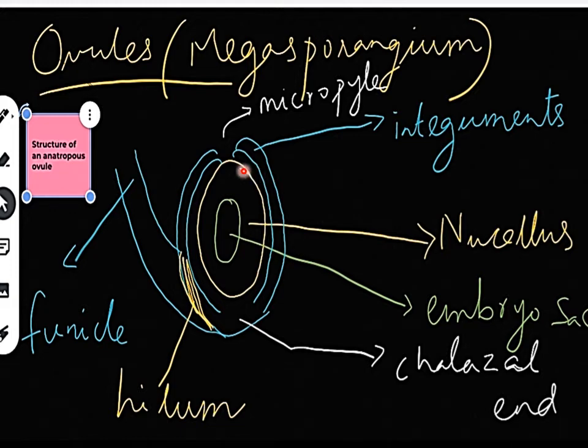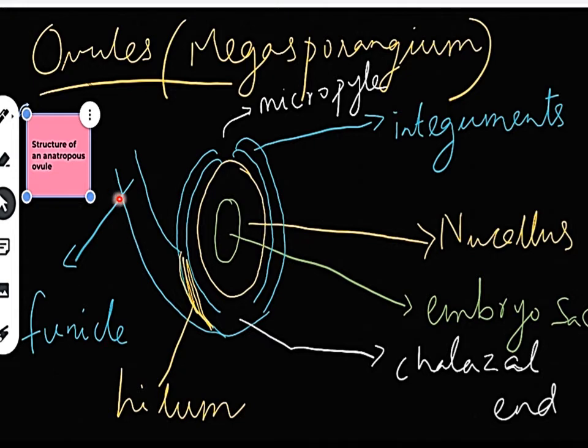But ovules are not covered at a certain point called micropyle. Micropyle is a point on the ovule where integuments are not covered. This pole is called micropylar pole. The opposite end of micropyle is called chalazal end or the chalazal pole.